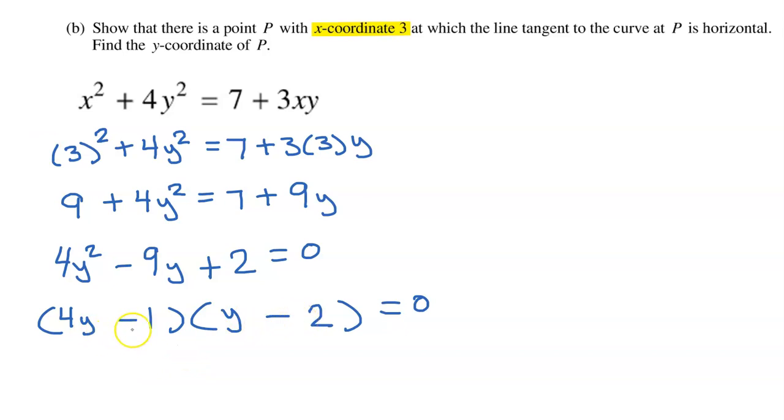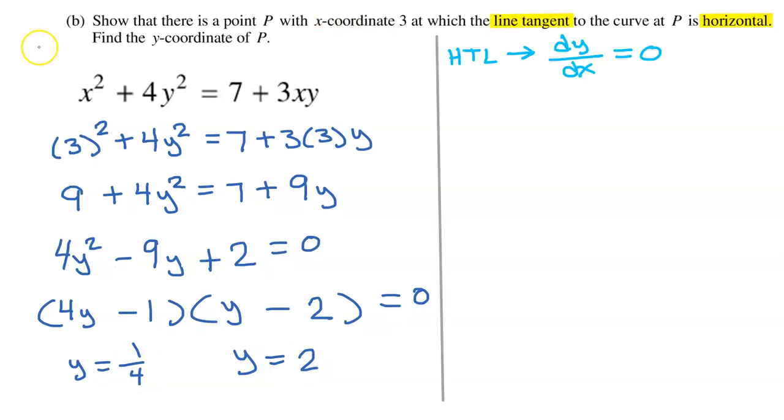Setting each factor equal to 0, we get y equals 1/4 and y equals 2. We are meant to show that there is a point P where there is a horizontal tangent line, and we know that at a horizontal tangent line, the slope is equal to 0. In other words, dy/dx is equal to 0.